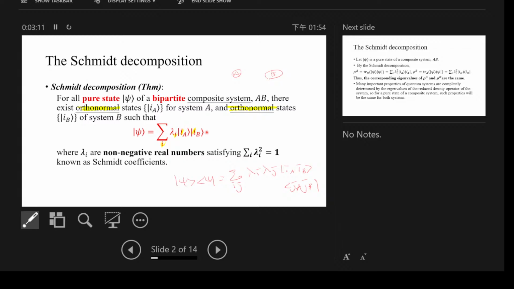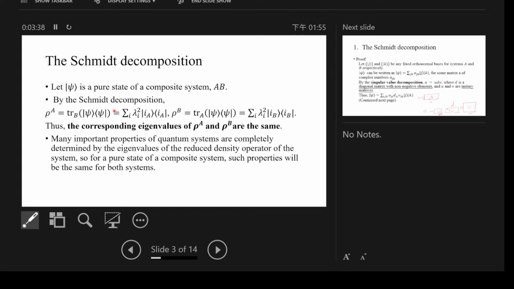Going back to the Schmidt decomposition, those lambda_i are non-negative real numbers, and they satisfy the sum over i of lambda_i squared equals 1. They are called Schmidt coefficients. What's nice about this Schmidt decomposition is that they will tell us a lot about how system A and system B are entangled in this pure state, as we'll see.